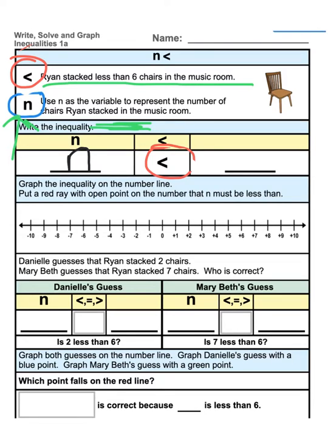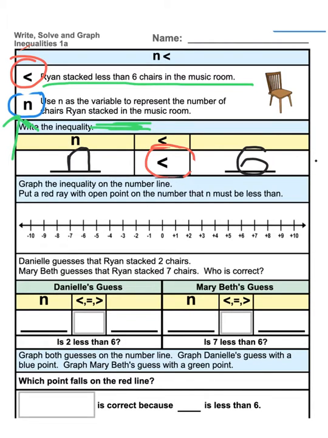So in this case, Ryan stacked less than 6 chairs in the music room. So we want to write the number 6 right here. And the way that we would read this is N, or the number that we don't know yet, the number N is less than 6. So we have that so far.